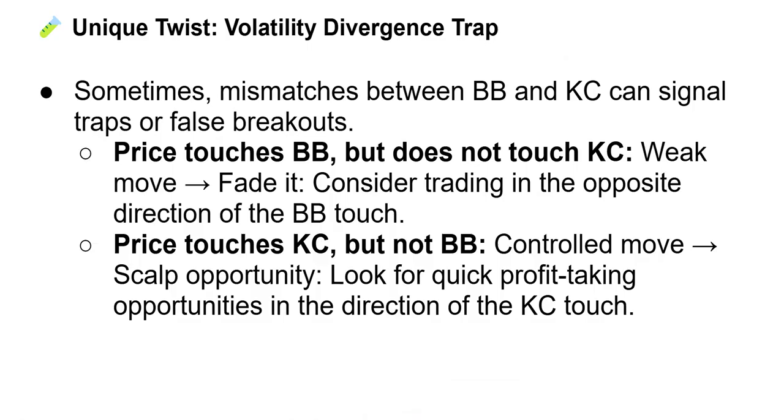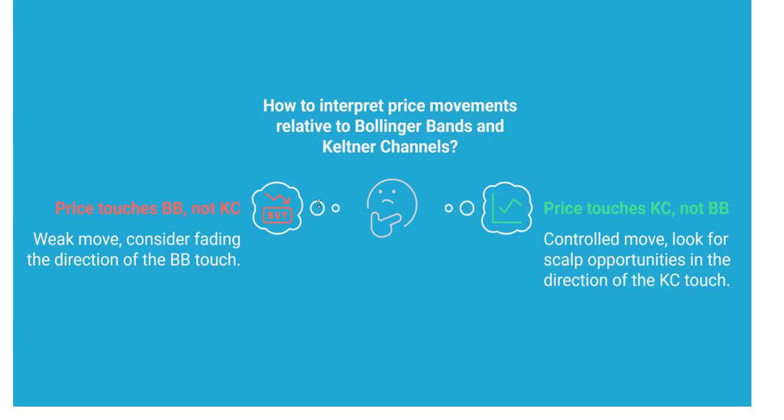Price touches the Keltner channel. I showed you in the Nifty, price touched the Keltner channel but did not touch the Bollinger Band in the first 15-minute candle. It indicated a controlled move. There you are not going to take any sell trade or anything. Scalping opportunity will be available in the direction of the touch of the Keltner channel. You can do that.